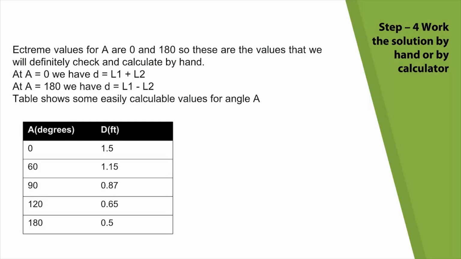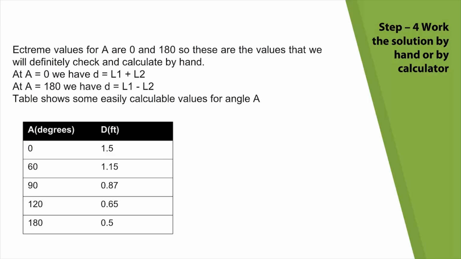Step 4 is working the solution of each step by hand or by calculator. We know that the triangle collapses at A equal to 0 degrees and at A equal to 180 degrees. So we will definitely check our values at those points, and we get the distance as L1 plus L2 at A equal to 0 and L1 minus L2 at A equal to 180 degrees. Similarly, for other angles, we get values as populated in the table.